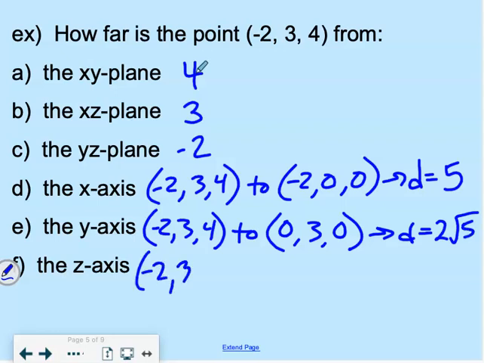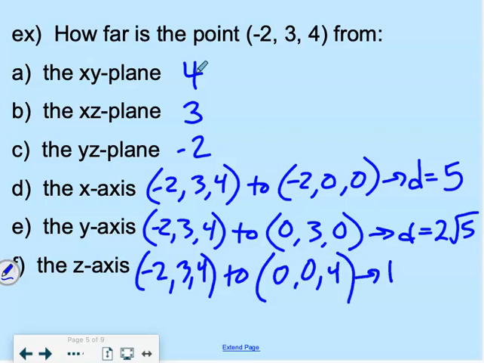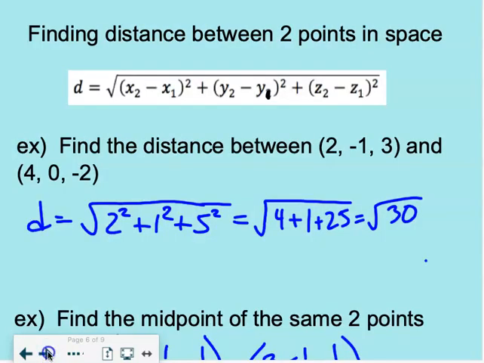Z-axis. We're going to what point? (0, 0, 4). And our distance is root 13. All right, and that's done, and that's done.